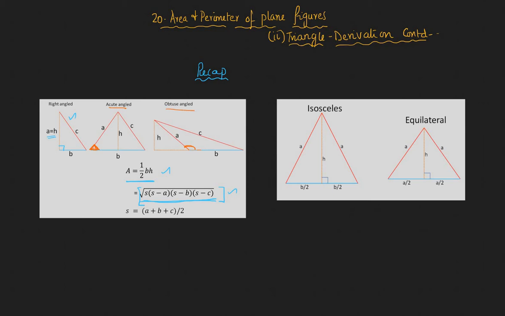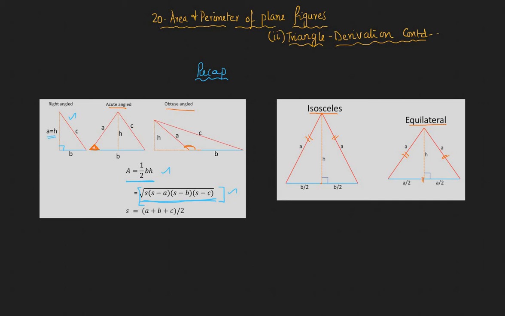Now let's look at two special triangles. One is isosceles and the other equilateral. In isosceles you have two sides equal, and in equilateral you have all three sides equal. That's one of the properties. And the second property, which is common to both isosceles and equilateral, is where if you draw a median, which is a line from the vertex, it bisects the other side.